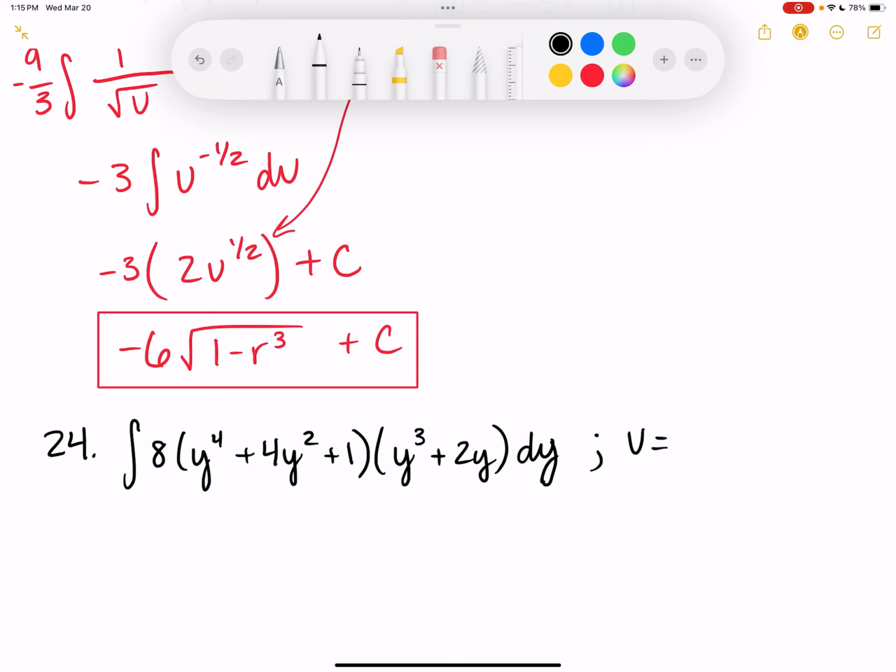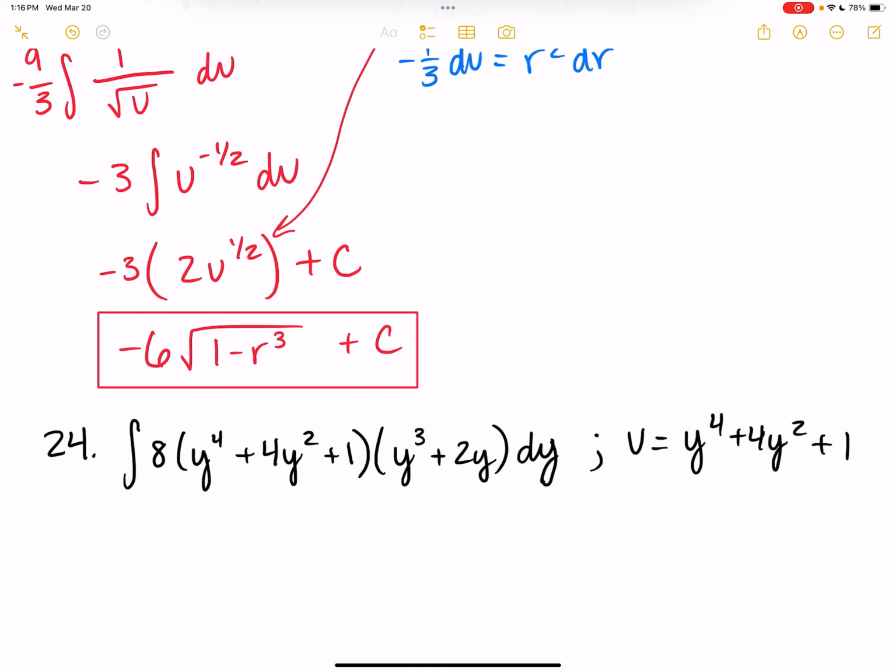Okay, so I'm going to narrow it down. It's not u equal to y because it doesn't change anything. It's also not the smaller one because when I take the derivative of that, it's not going to give me anything to cancel out over here. So I'm going to try the bigger one: y to the 4th plus 4y squared plus 1. How are you supposed to know? It's always going to be the bigger one, I mean, when it's something like this.